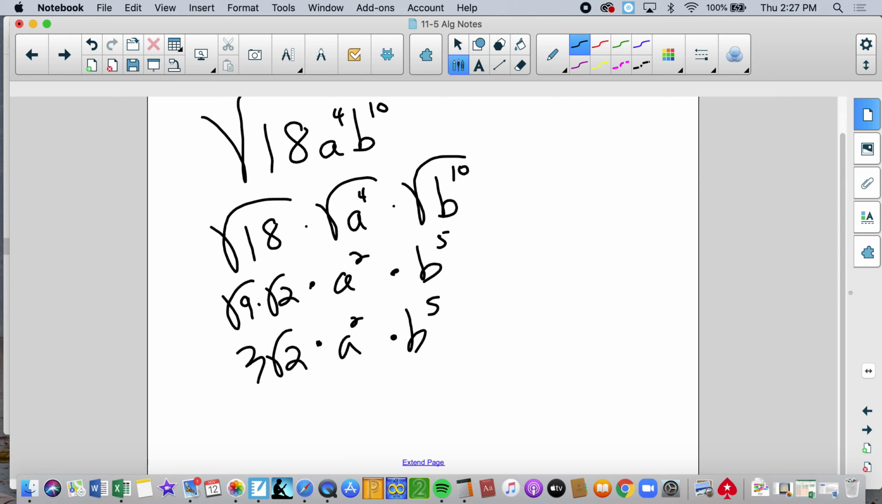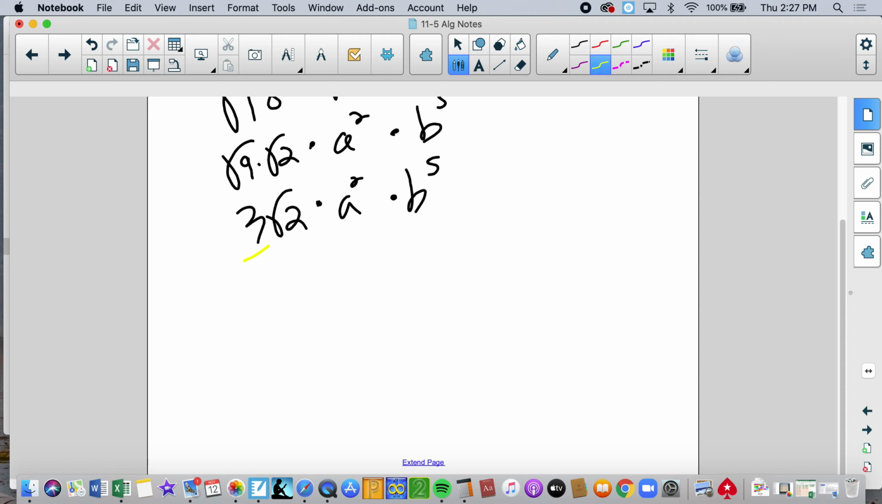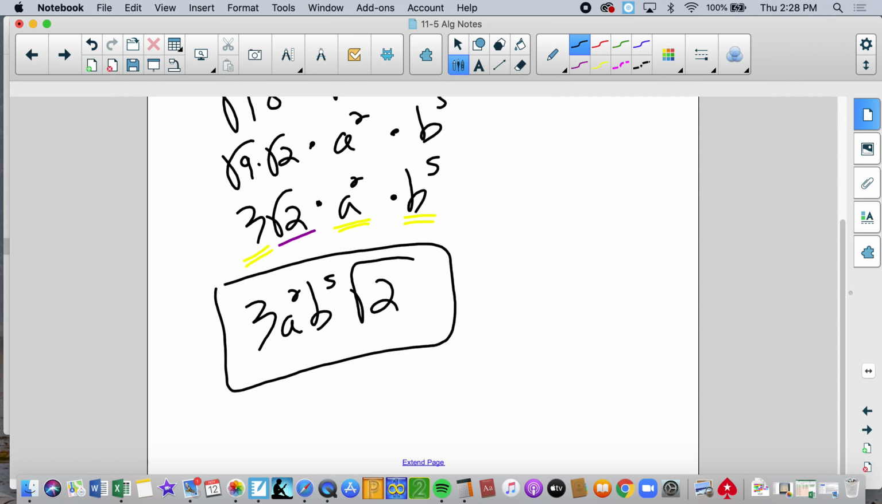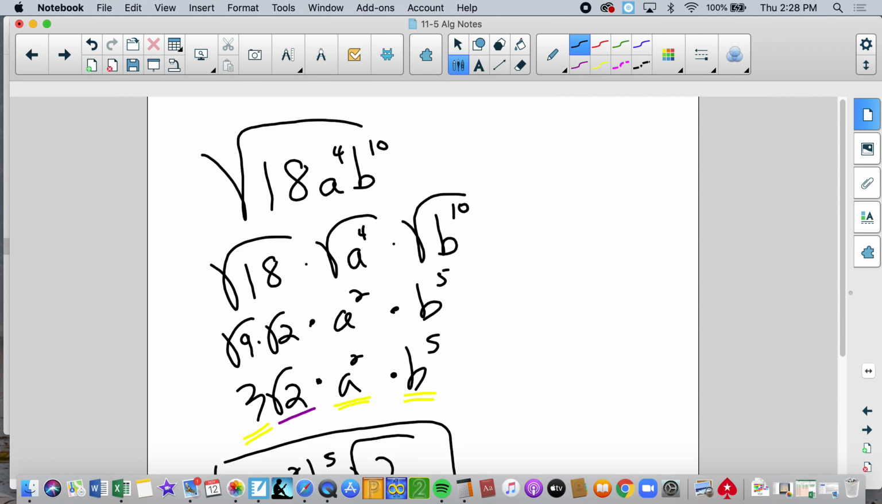So now I need to put my answer, the things that are on the outside. 3 is on the outside, a squared is on the outside, b to the fifth is on the outside. What's on the inside? Rad 2. So I'm going to put all the things on the outside, 3a squared b to the fifth, rad 2. That's a good one.